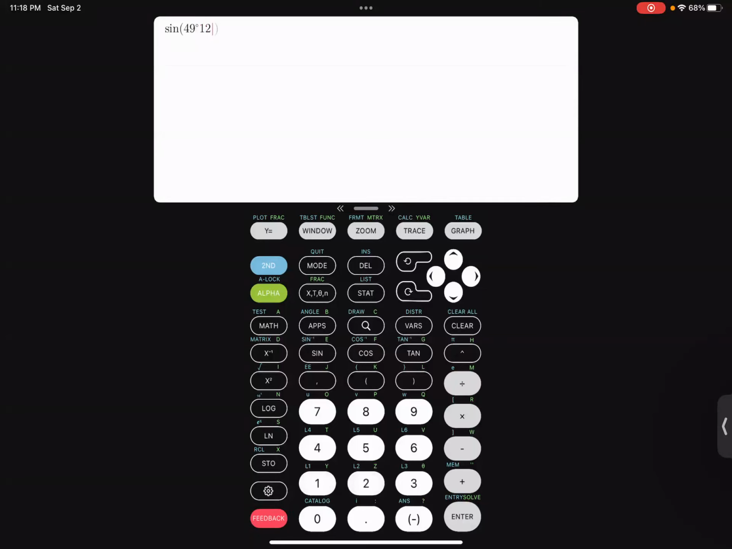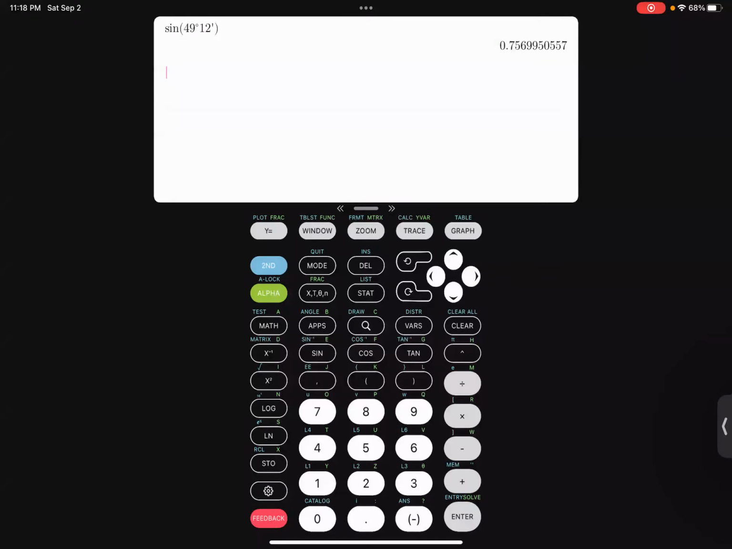How about 12 minutes? We click 12 and then hit second and then APPS. It says angle. Then move down the cursor, hit enter, close the parentheses, hit enter. So this is my solution.